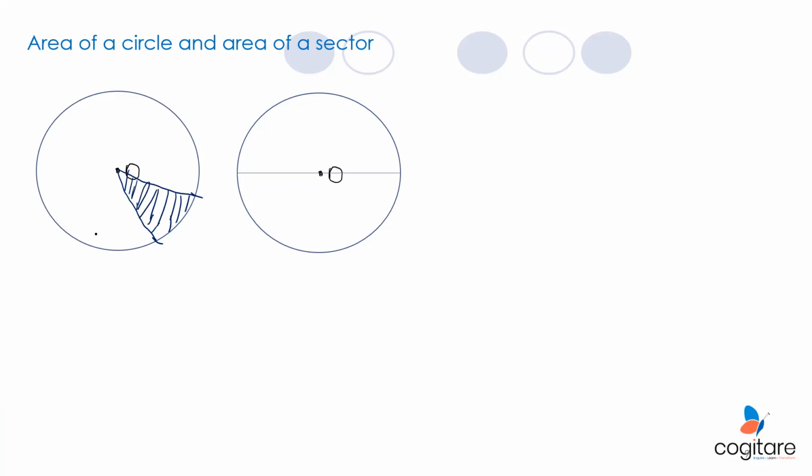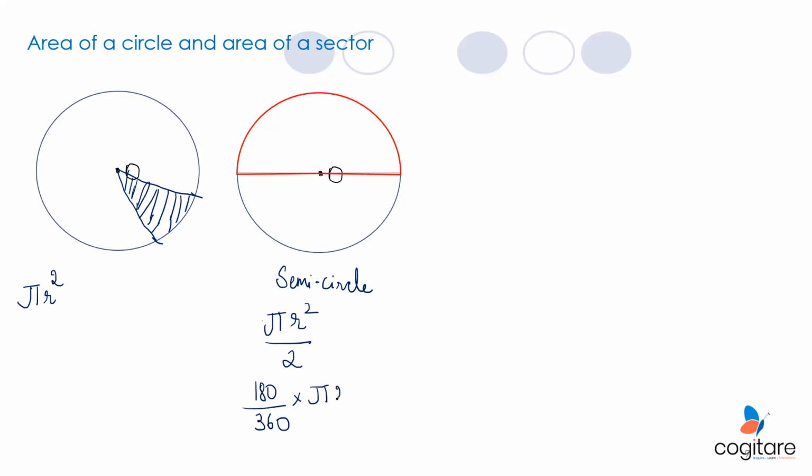Okay, so we have a semicircle, we repeat the same thing. We know that the area of a circle is pi r squared. The area of this sector, which is a semicircle, right? The area of a semicircle is also a sector, is pi r squared by 2. Or as I told you before, it's 180 by 360. It is this portion or this slice of the entire area of a circle, correct? That's how you get pi r squared by 2.